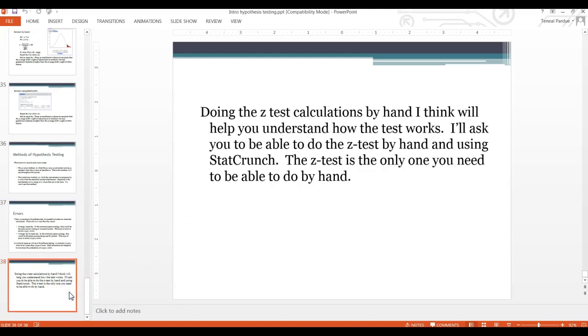All right, so I'm going to ask you to do this one by hand, but all the rest of them this semester you'll be able to do in StatCrunch and in SPSS.